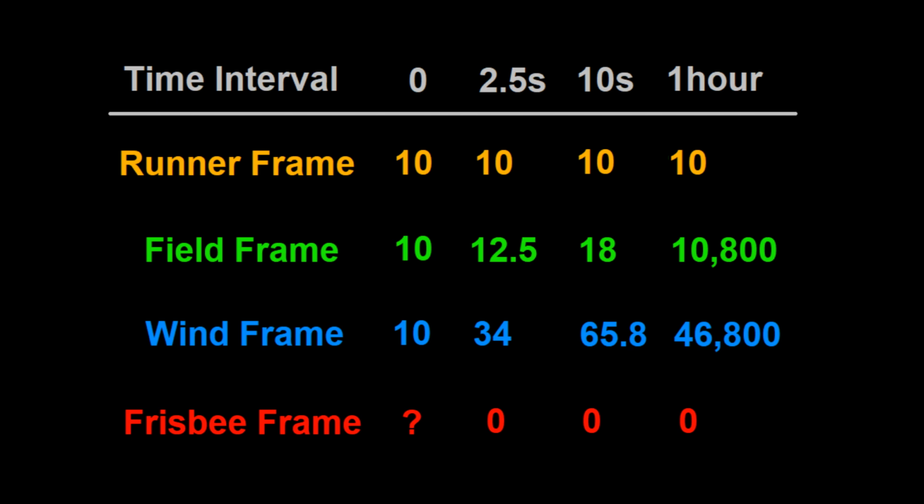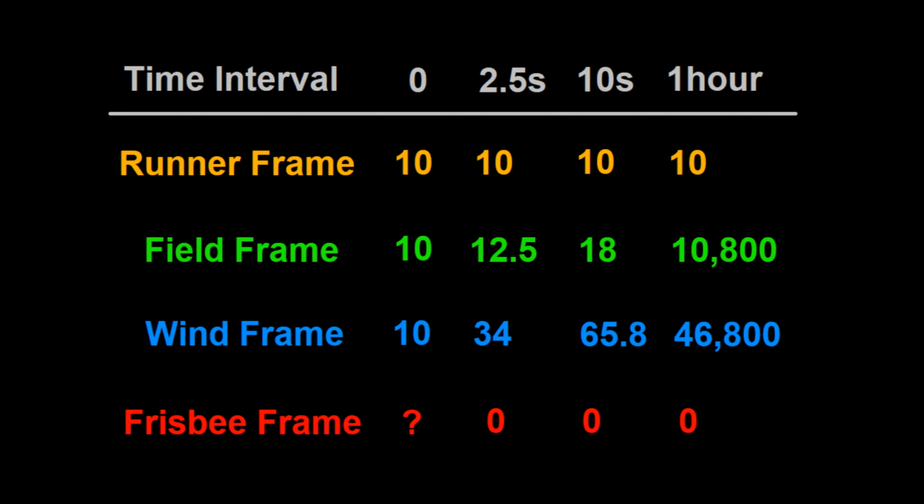Now let's imagine that we have a time interval of 1 hour, which is pretty slow for a frisbee. If we make the time interval 1 hour long, then our 4 frame-dependent displacements would be 10 meters, 10,800 meters, 46,800 meters, and 0 meters, respectively. If we make the time interval 0, then our frame-dependent displacements would now be 10 meters, 10 meters, 10 meters, and 10 meters, respectively. In other words, if the time interval is 0, then the speed is infinite and the frame-dependent displacement is always equal to the true distance.